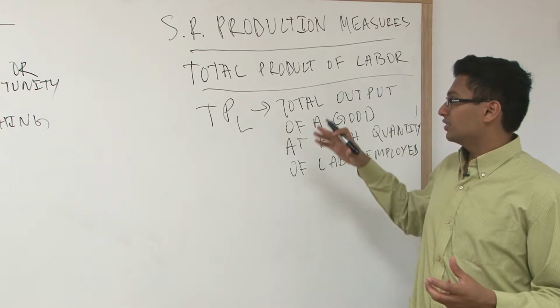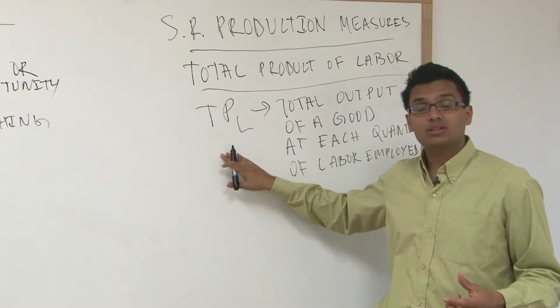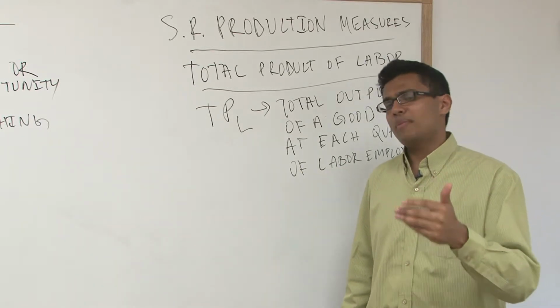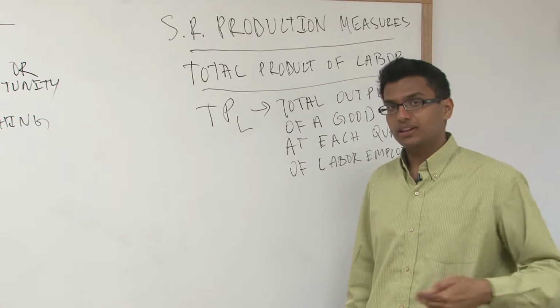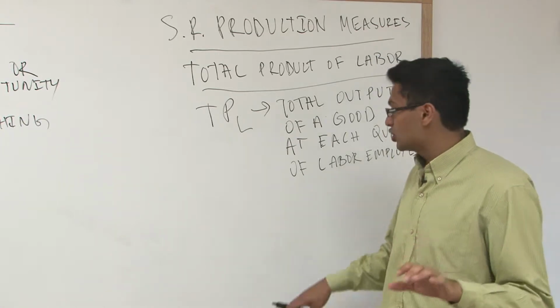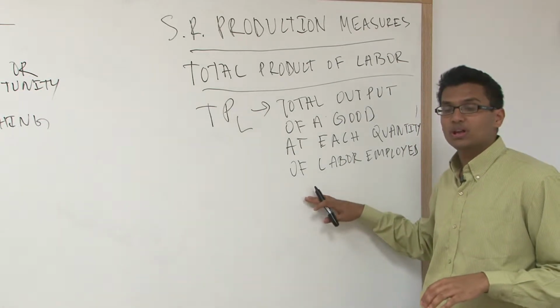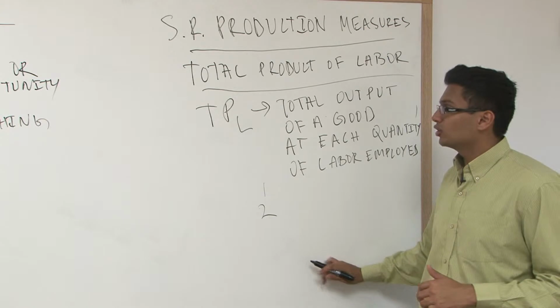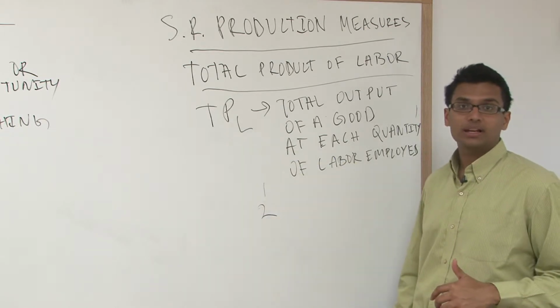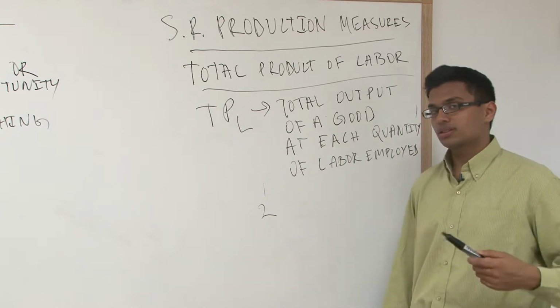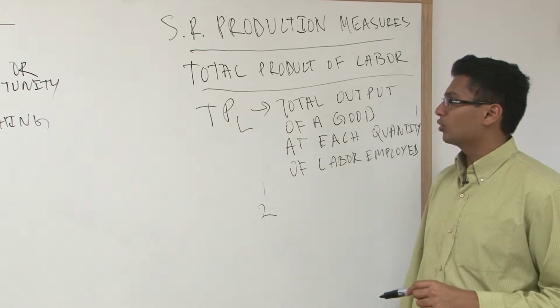So that's why when you define TPL, or total product of labor, we make sure to say it is the total amount of output you're getting in the short run, but more importantly, it is at each quantity of labor. We cannot change it, because if we go from 1 worker to 2 workers, your TPL is going to change. So make sure you understand that. Later on, I'll try to show you a chart to give you more examples.